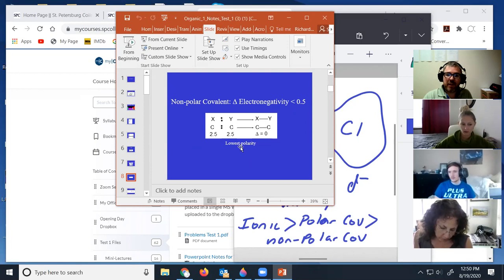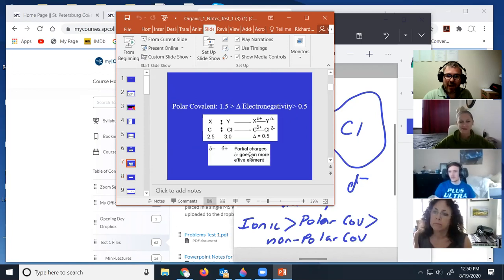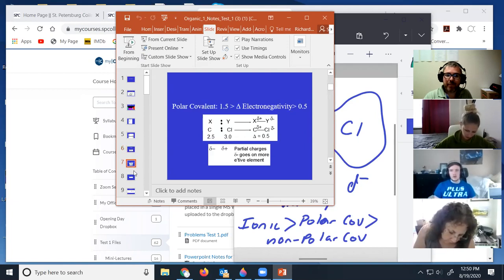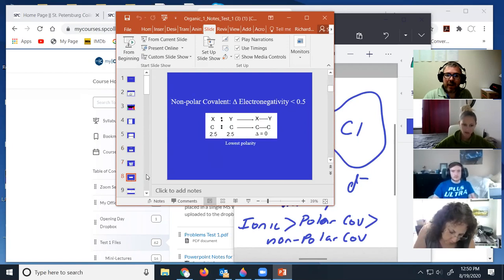So you see, I've got this on here: lowest polarity. Sorry, I didn't have it here, but this is sort of medium polarity. This one's the highest polarity. So this one's sort of in between. This one here is in between. All right. Any questions about that? Okay.